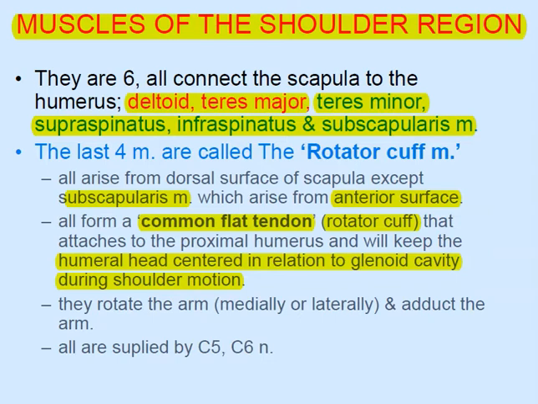All of the ball and socket joints are not covered by their cavity on the other side of the articulation. So what we are saying is that they rotate the arm medially or laterally, or adduct the arm. All are supplied by the C5 and C6 nerves, from the branches of the brachial plexus of the upper limb, as you have seen in the nerve supply of the brachial plexus.